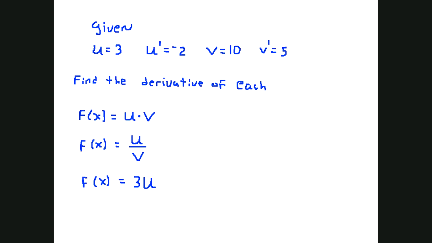Now, these are the types of problems on most of the assessments that kids really mess up on. Given u equals 3, u prime equals negative 2, v is equal to 10, v prime equals 5, find the answer to each. I'm going to let you guys do all 3 of them and see what you get for an answer. The last one is the one that most people get wrong.